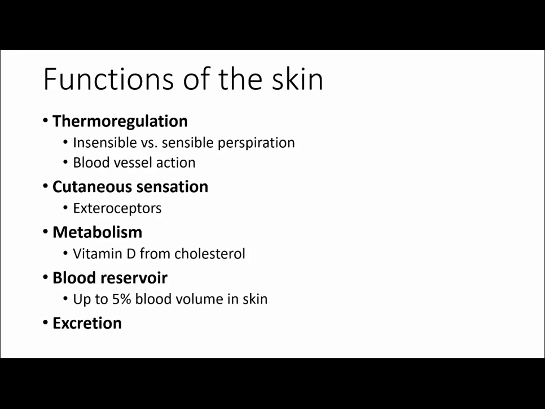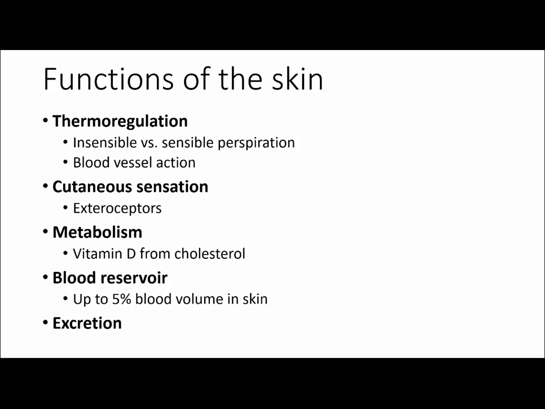So we have a few more functions in addition to protection. And of course, we've already mentioned thermoregulation. So we have insensible and sensible perspiration. So insensible perspiration, at temperatures below about 88 degrees Fahrenheit, your body just naturally secretes some water throughout the day. It'll secrete around 500 milliliters of water, which is about half a liter of water per day.